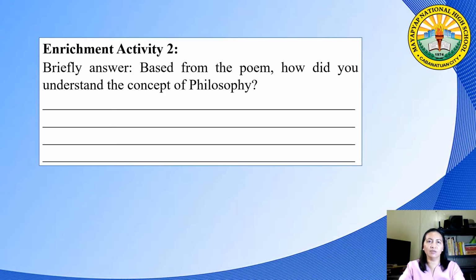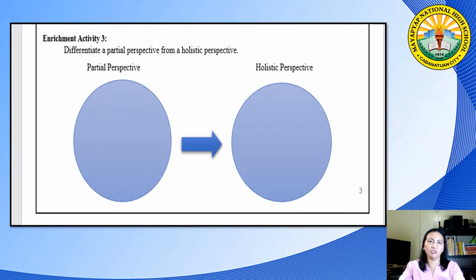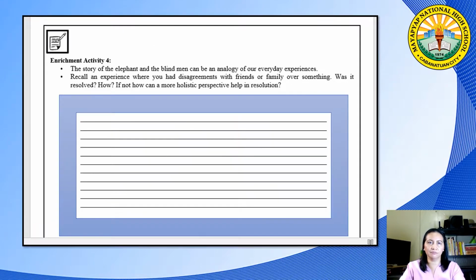For enrichment activity 2, briefly answer, based on the poem, how did you understand the concept of philosophy? For enrichment activity number 3, differentiate a partial perspective from a holistic perspective. As you can see, we have here a graphic organizer. Then you will write how you understand a partial perspective and a holistic perspective. You may also include examples as integration.